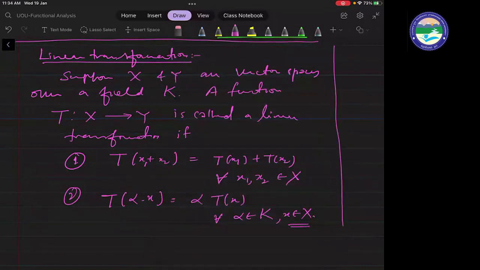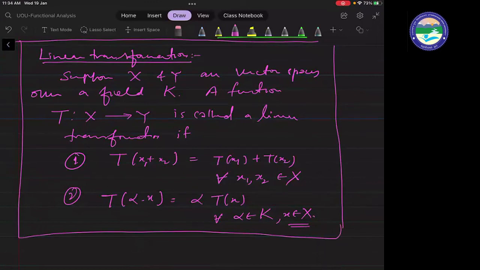OK, here is a definition of linear transformation. I think you all know this definition; you have seen this in your BSc first year and second year. We have two vector spaces X and Y over a field K. A function is called a linear transformation if it preserves vector addition and scalar multiplication.